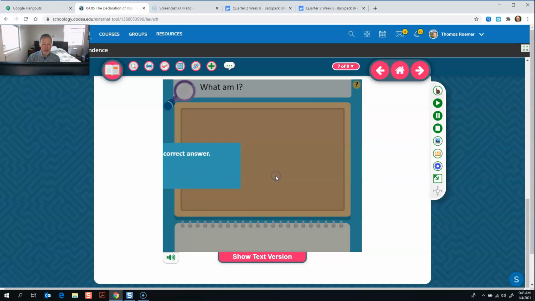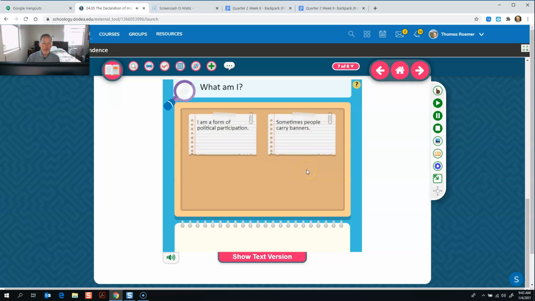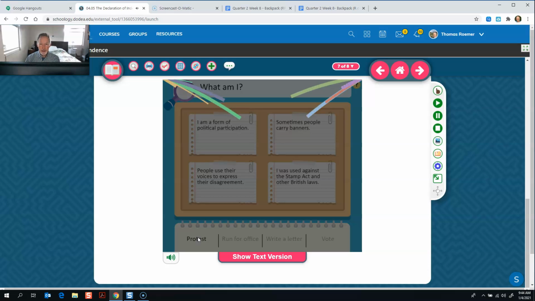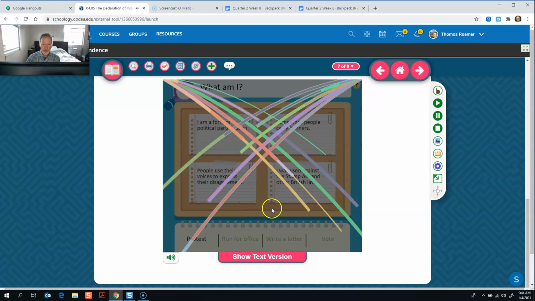All right, next one. What am I? I am a form of political participation. People use their voices to express their disagreements. Ooh, disagreement. Sometimes people carry banners. That one's a big clue right there. It was used against the Stamp Act and other British laws. So as a protest, maybe. Run for office, probably not. Write a letter, you don't carry a banner there. You don't carry a banner to go vote. So protest. They go out there with their signs and they say, we don't like this.